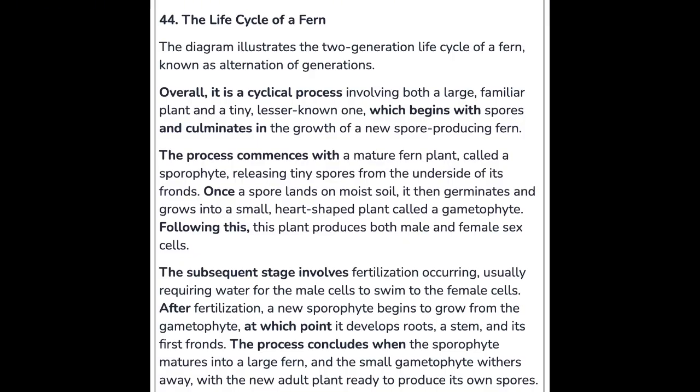After fertilization, a new sporophyte begins to grow from the gametophyte, at which point it develops roots, a stem, and its first fronds. The process concludes when the sporophyte matures into a large fern, and the small gametophyte withers away, with the new adult plant ready to produce its own spores.